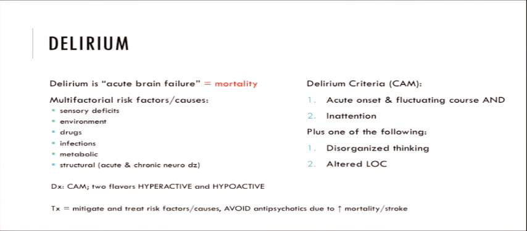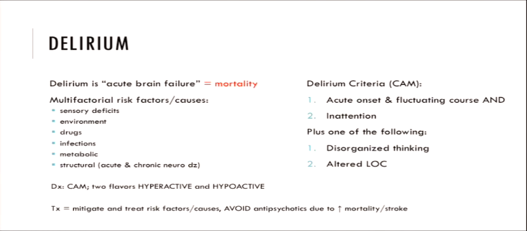So a little bit more on delirium. I know you guys have learned a lot about this, so I'll just quickly tell you my helpful tips. Delirium is acute brain failure. So just like any other end organ failure, it is something that should be taken seriously and treated, okay? It equals mortality. People die at a higher rate when they're delirious than when they're not. So it's multifactorial, just like many things, right?